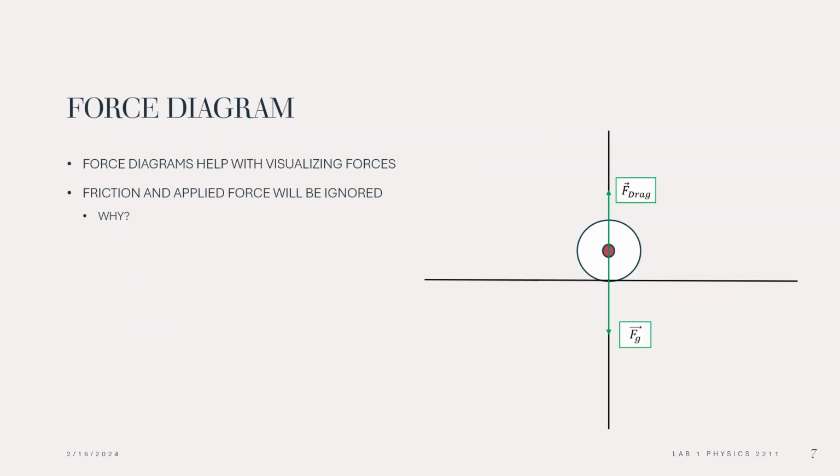Moving on, we're going to look at our force diagram. Force diagrams help visualize force. Of course, there's no friction or applied force in this, so they'll be ignored, because we're only looking at the y direction. As you can see, we have the force of gravity and the force of drag. They're in opposite directions, but as you'll see, the force of gravity is much larger than the drag force. So really, drag is not going to make that big of a difference.